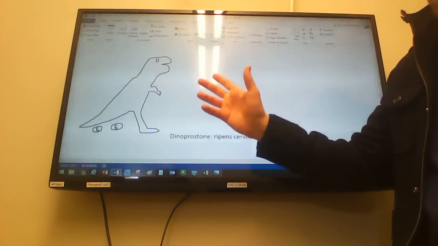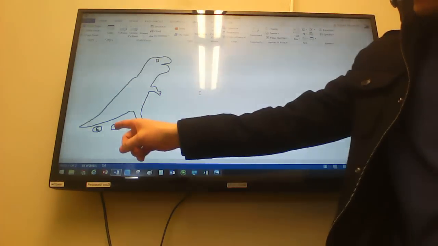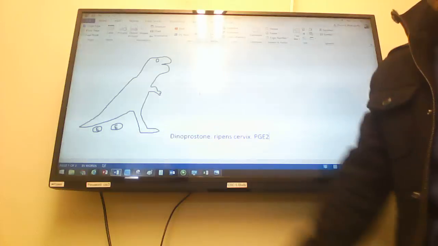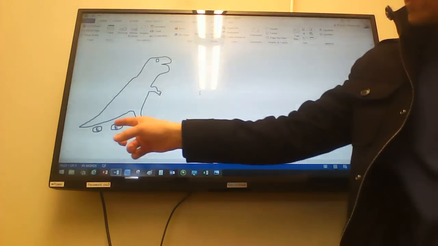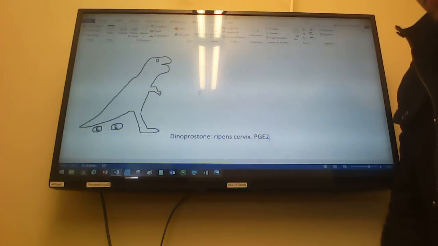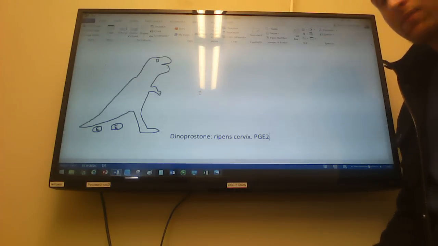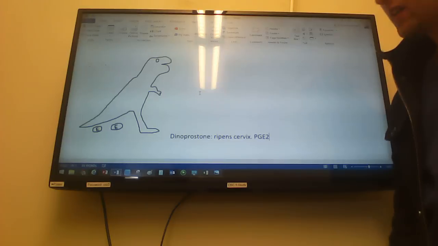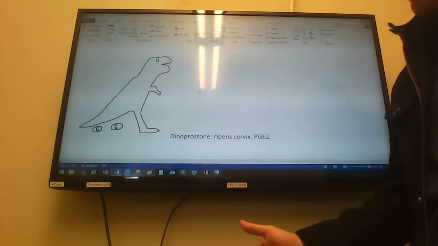Well, dino kind of reminds me of a dinosaur, so I drew a dinosaur. And here I have this dinosaur, has two eggs. E stands for egg. And these two eggs have the E, you know, the E for egg reminds me of prostaglandin E. And there's two of them, so it's E2. Okay, so dinoprostone associated with prostaglandin E2.